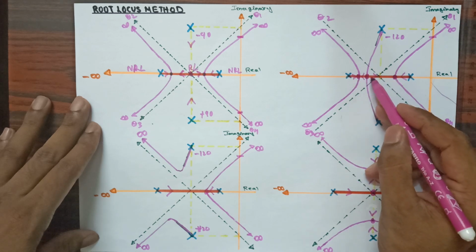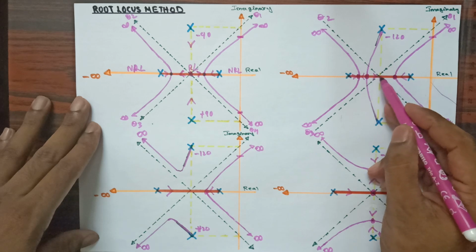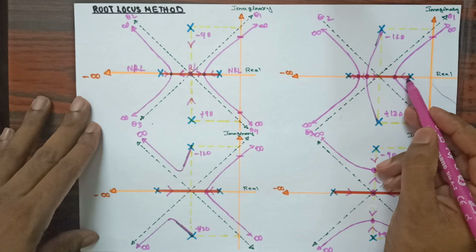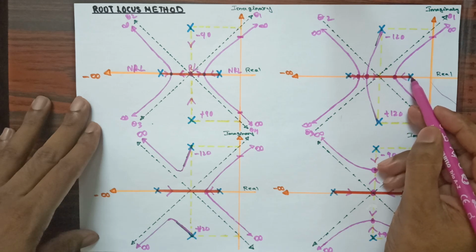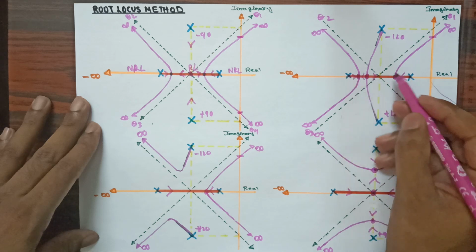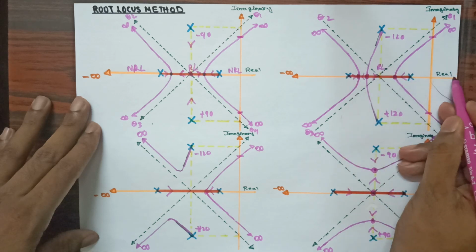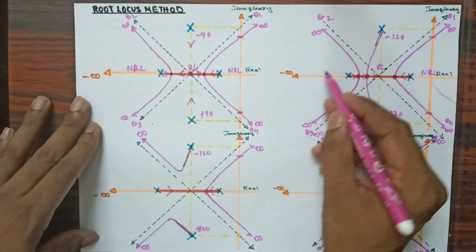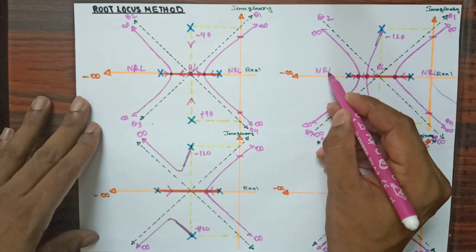Now the pole which has moved in this direction will start to move towards this direction, and this pole is moving in this direction, because we know that poles move only in the root locus path. So we know that from here to here it is a root locus path, and from here to here it is no root locus path, and from here to infinity it is no root locus path.